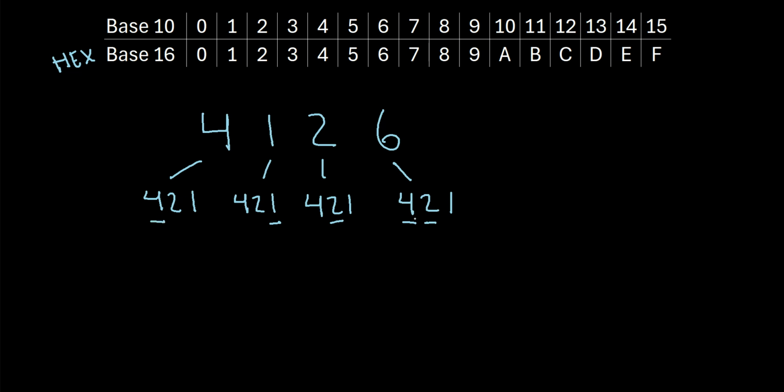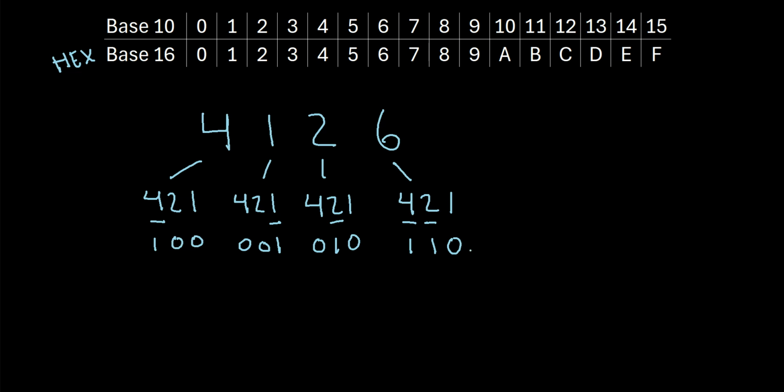So remember, we're going to convert this to binary. So if a number is underlined, it gets a 1. Otherwise, it gets a 0. So for this one, only the 2 gets a 1. For this one, only the 1 receives a 1. And for this one, only the 4 receives a 1.